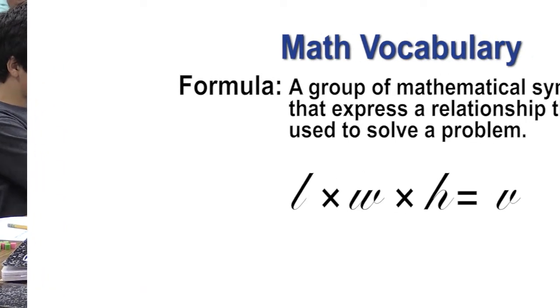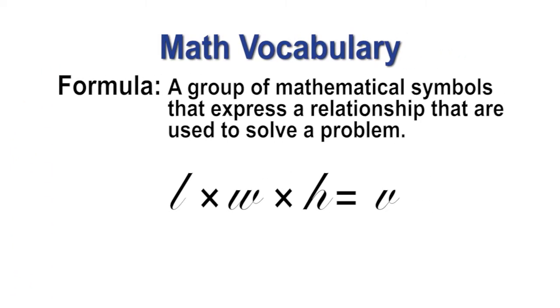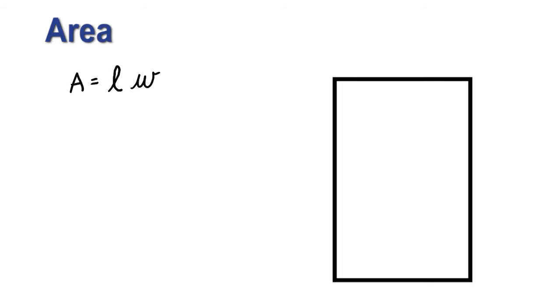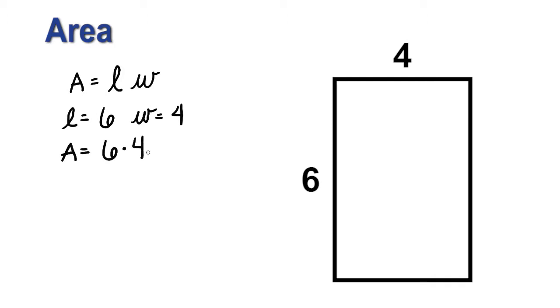A formula is an algebraic expression that represents a mathematical rule that is used frequently. Formulas are efficient ways to calculate an answer. Let's evaluate a formula for the area of a rectangle. Area equals length times width. Let's substitute the values for the variables. Length equals 6 and width equals 4. Area equals 6 times 4. The area equals 24 square units.